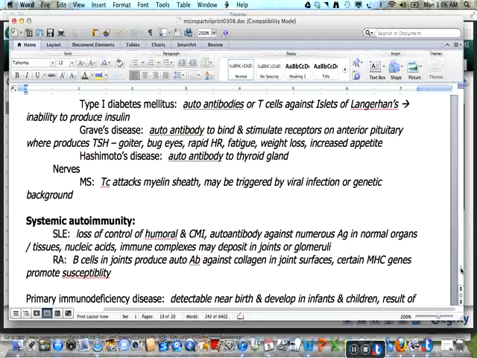Autoimmunity can also occur as systemic disease, such as with systemic lupus erythematosus, SLE, and RA, rheumatoid arthritis. In SLE, there is a loss of control of both the humoral and CMI with autoantibody against numerous antigens in normal organs and tissues and nucleic acids. The immune complexes may deposit in joints or glomeruli. In RA, or rheumatoid arthritis, the B cells in the joints produce autoantibody against collagen in the joint surfaces. Certain MHC genes promote susceptibility.